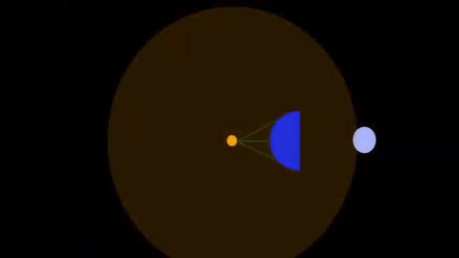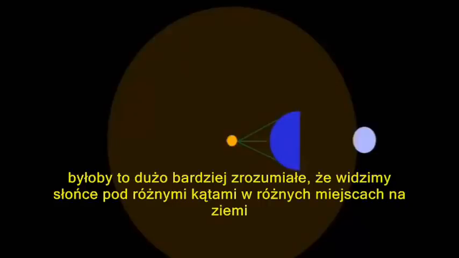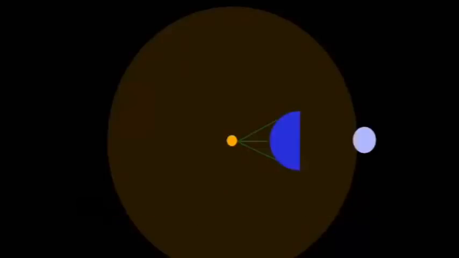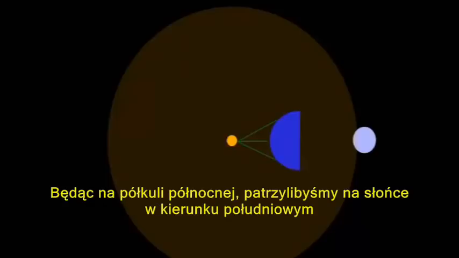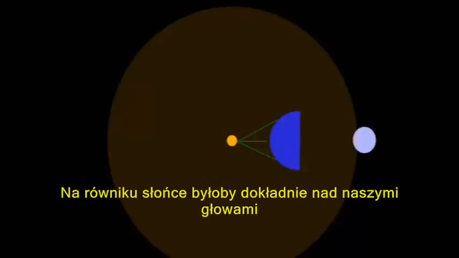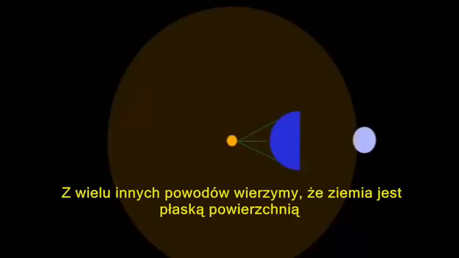In fact, a geocentric ball Earth with a small sun, like the one illustrated here, would be much easier to swallow given the angles that we see the sun from different parts of the world, represented by those green lines there. If we were in the northern hemisphere, we would be looking south towards the sun, and if we were in the southern hemisphere, we'd be looking slightly north towards the sun, whereas in the equator it would be directly above our heads. But even that doesn't really work for all the other reasons we believe the Earth to be a level plane.